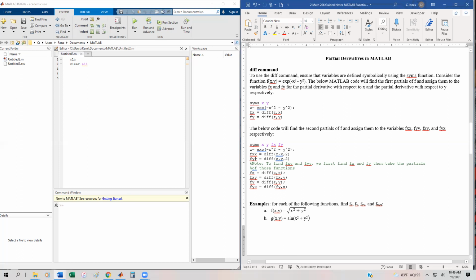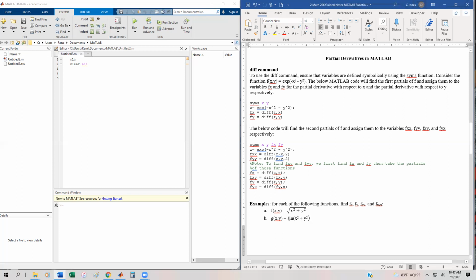If we wanted to find fxy and fyx, we kind of have to use intermediary steps. So we're going to first find fx by finding the first derivative with respect to x, and then find the derivative of that answer with respect to y. And we could do the same thing with yx, excuse me. First, we find the derivative with respect to y, and then we assign that to fy, and then we find the derivative of fy with respect to x. And so I'm going to show you examples of how to find both the partial derivatives as well as the second and third partials of these different functions.